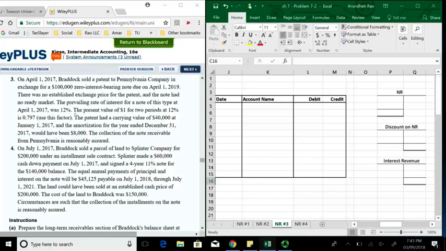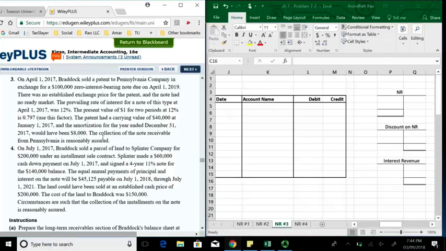The prevailing interest rate for the note of this type at April 1st, 2017, that's the date the note was made, is 12%. So what we would need to do is find the present value of this 100,000, and we've been told the present value of a single sum for 2 periods, n equals 2, at 12% is 0.797, and they've told us to use this factor. So they're basically telling us you don't have to look up the tables, they've given us a number. The patent had a carrying value of $40,000 at January 1st, 2017. And the amortization for the year ended December 31st, 2017 would have been $8,000.